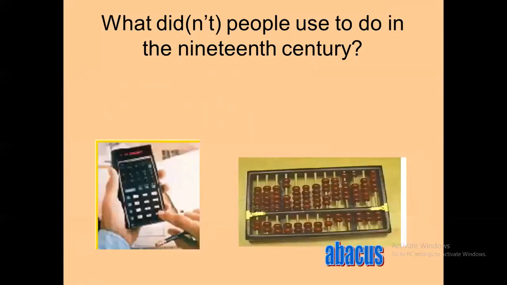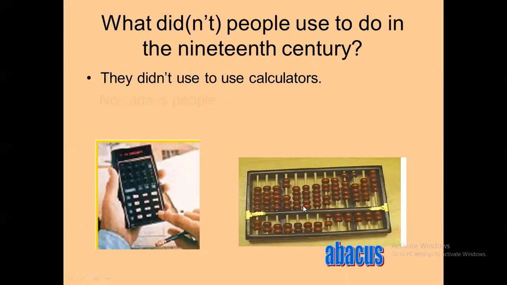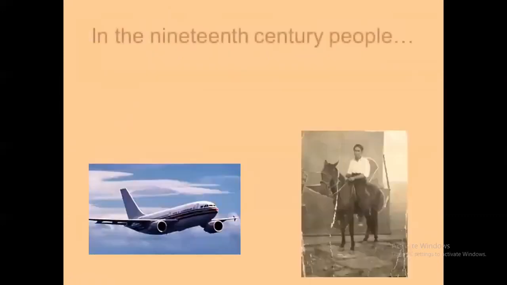Okay. The same question, what did people used to do in the 19th century? I have here a calculator, the regular calculator used in math classes. And here I have this tool. So they didn't used to use calculators. In the past, this was the tool used to calculate things, like to do sums or something like that. So now they don't. Okay.